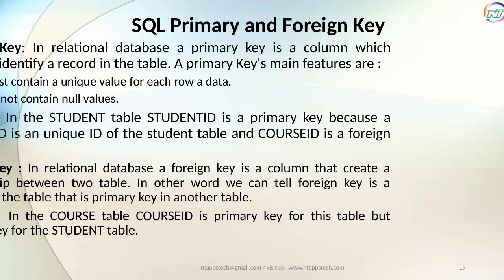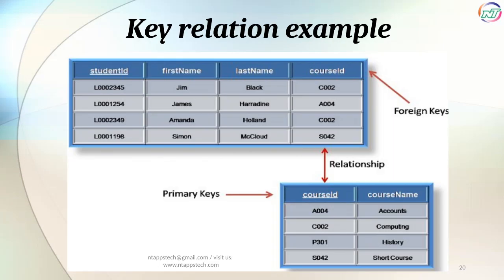On the other hand, a foreign key is a column that establishes a link between 2 tables by referring to the primary key in another table. So, in this case, course ID is the primary key in the course table, but acts as a foreign key in the student table to create a relationship between these two tables. This setup helps maintain data integrity and enables easy navigation between related data in different tables using SQL.